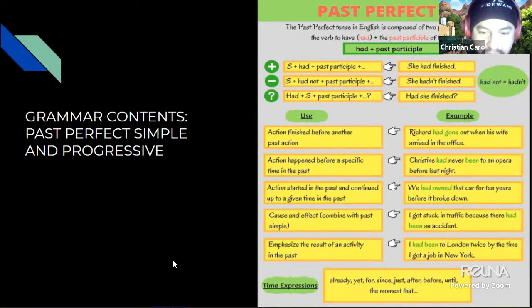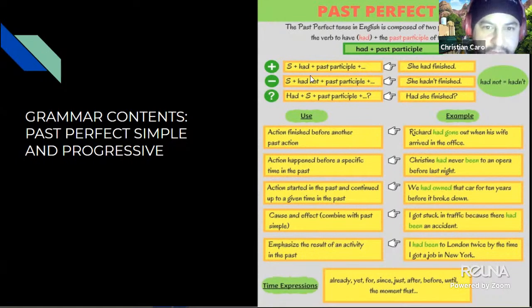And then you can see here what it says are time expressions, but they're pretty much adverbs plus time expressions: already, yet, for, since, just, after, before, until, the moment that, by the time, etc. Okay. So any questions so far? Any comments? You can type a comment in the chat room, or you can use the microphone if you want to ask a question. No problem.